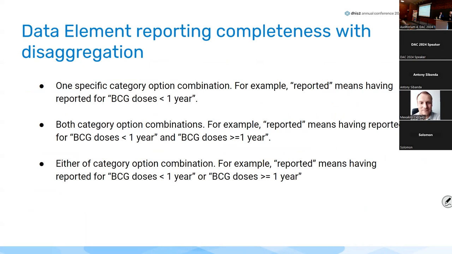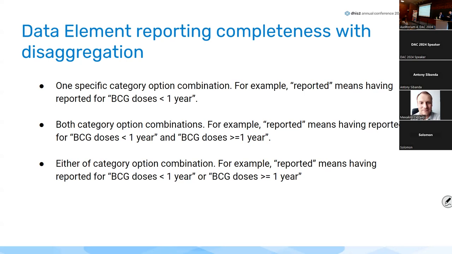Just one thing to point out, there's a bit of nuance here that I won't get into for the sake of time, but many data elements are disaggregated by various category option combinations. So say you have like BCG doses, but then you have under one, over one, male, female kind of thing, right? Those are disaggregations. And there's obviously a bit of complexity when you're talking about data element reporting rates when there's a disaggregation of those data elements. So which value are you actually assessing?